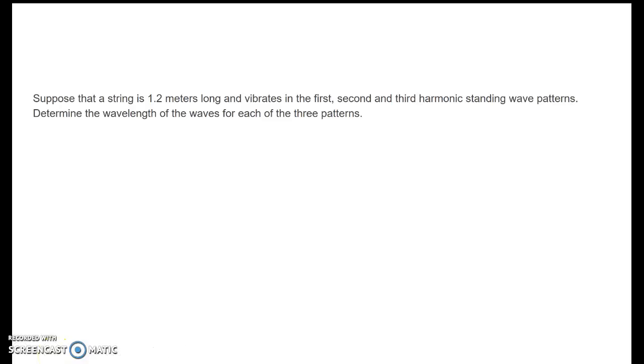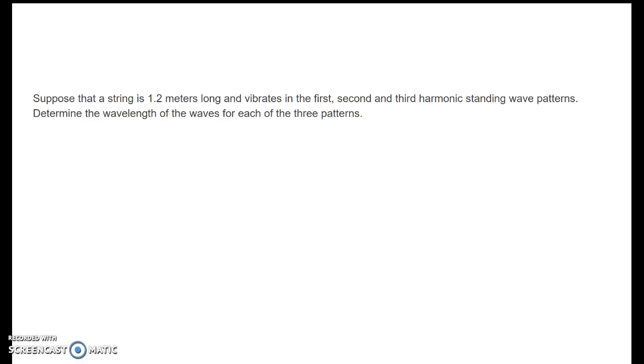Suppose we have a string that's 1.2 meters long and vibrates in the first, second, and third harmonic standing wave patterns. Determine the wavelength of waves of each of the three patterns, okay? So the first, second, and third harmonic. Now remember, that's the number of what? When we talk about harmonics, think about it. Number of harmonics is going to be the number of antinodes, right? So we just think about the number of antinodes in our harmonic.